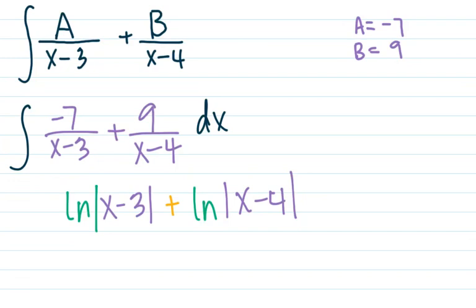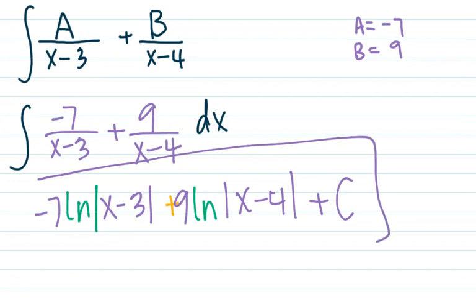But let's not forget about the constants. The constants that are sitting up top also just go out front. So this is going to be negative 7 times the natural log of x minus 3 plus 9 times the natural log of x minus 4. And let's not forget our beautiful constant plus c. And this is our final answer.